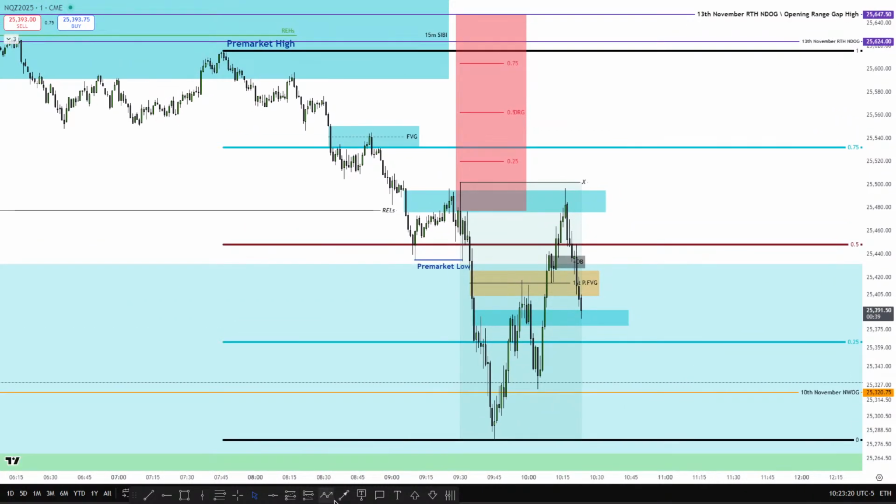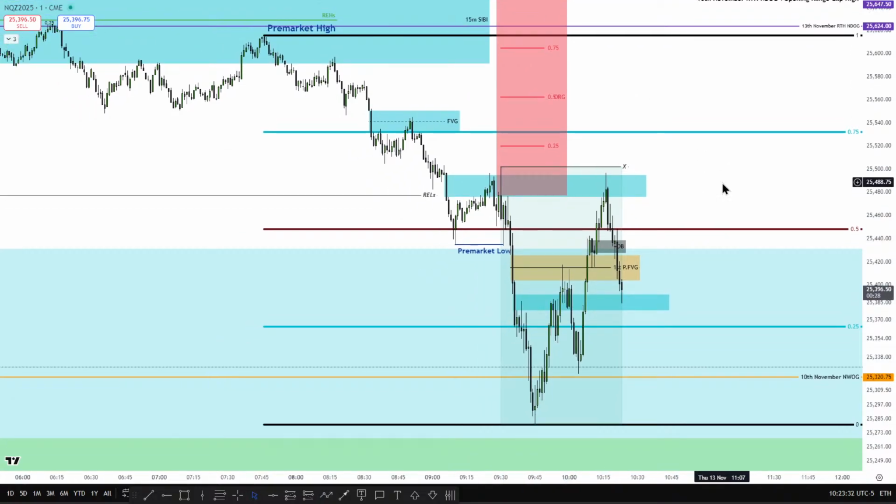We got all the way from the open down into the NWOG. Missed the liquidity void, but then it ran higher anyways. Really good tape reading today.